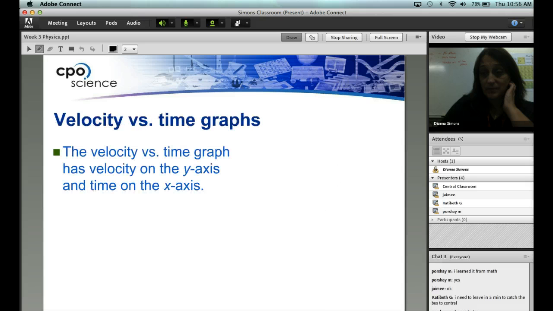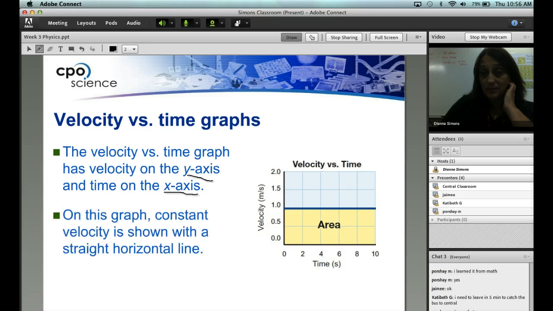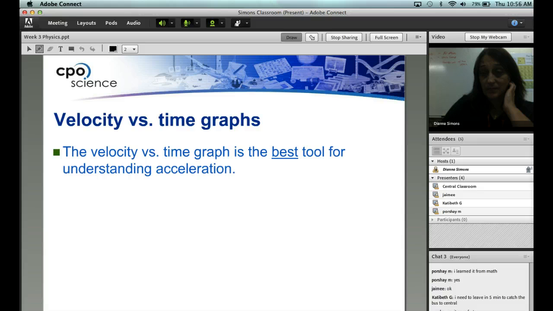So the velocity versus time graph has velocity on the y-axis, and again, it is important to label your axes so you know what you are graphing, so that the person that is looking at your graph knows what you're talking about. So in this particular case, we have a velocity that's constant over a specific amount of time. Okay, so if you have a horizontal line, that means you have a constant velocity.